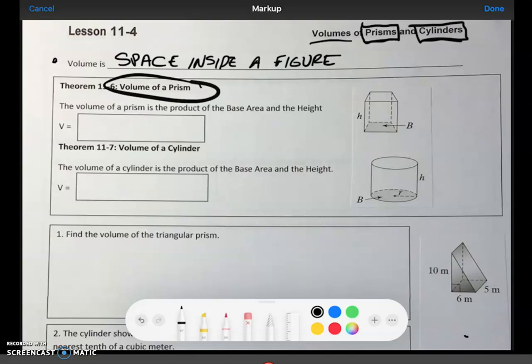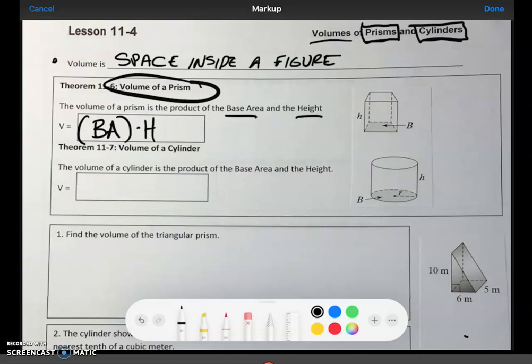The volume of a prism is fairly simple. It is going to be base area times the height. So I'm not just going to put B, I'm going to put BA for base area, and you're going to have to calculate the base area and then multiply it by the height. If it's an octagon, figure out that base area. If it's a pentagon, figure out that base area. It's not just one number. So depending on what type of figure the base is, you've got to calculate it, then multiply by the height.